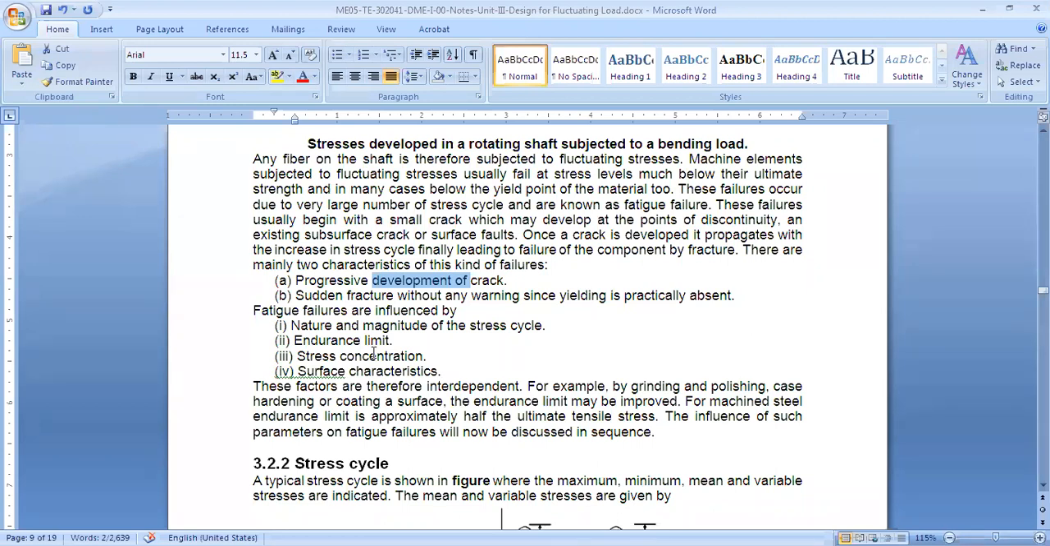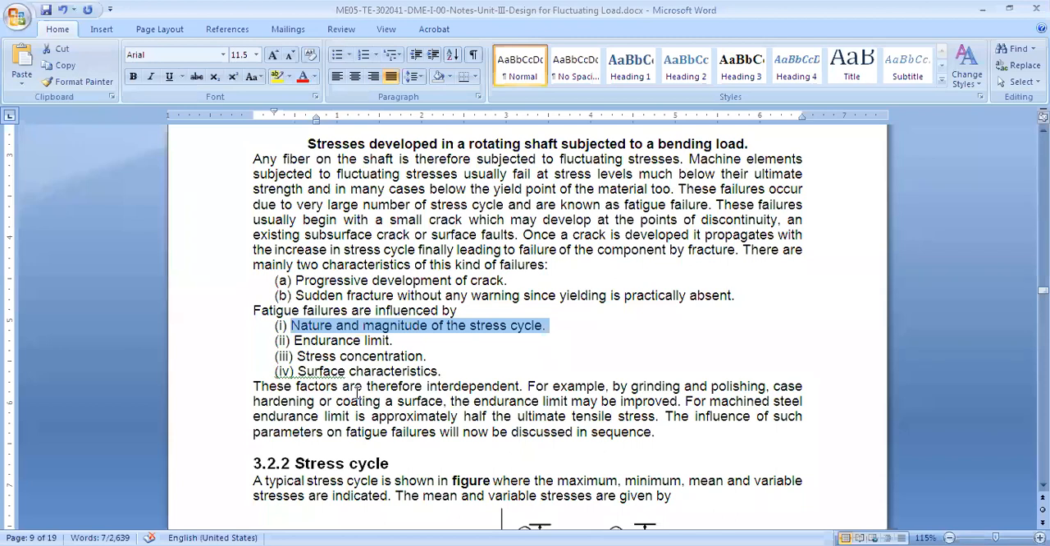So this is influenced by the natural magnitude of the stress cycle. Now, this cycle: what kind of load is there, how fast it is rotating, how fast the stresses are changing. That means depending on the cycle, the magnitude and the nature of the stress, your fatigue will be changing.